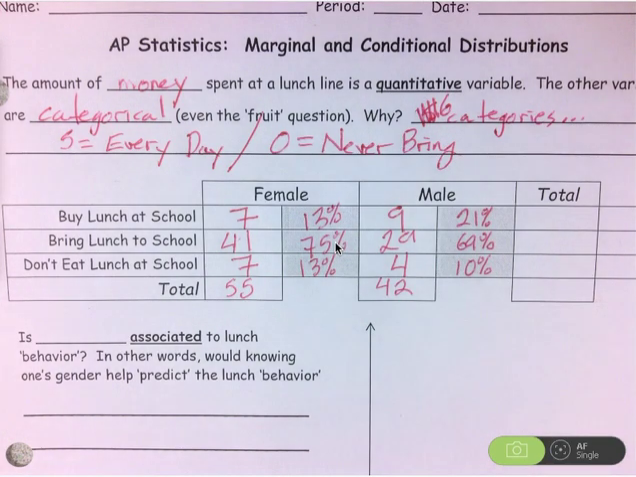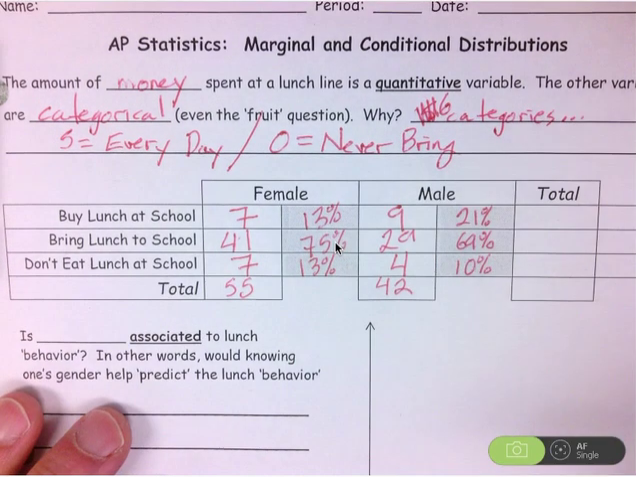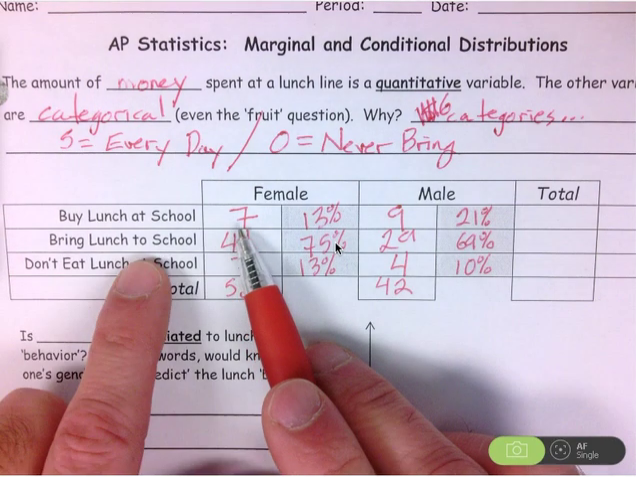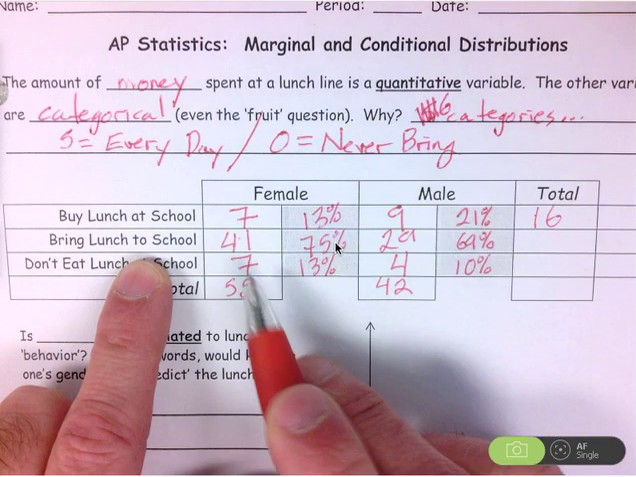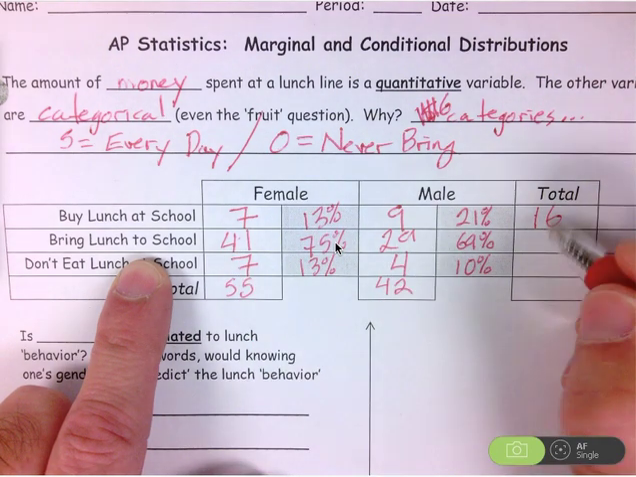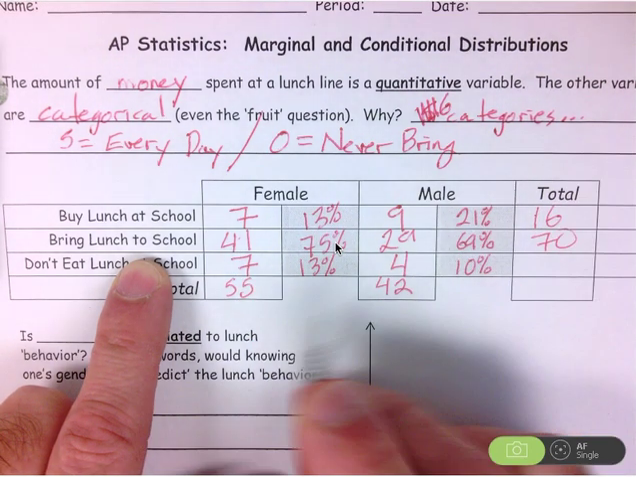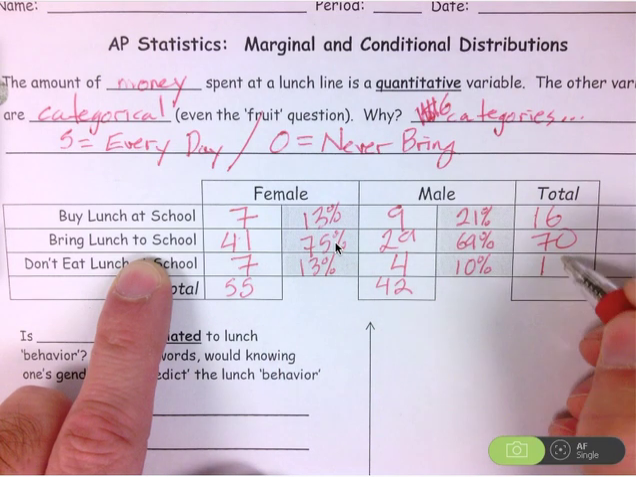Hi guys, let me take a few minutes and finish this example with you. So let's also total up the buyers. So 7 and 9 makes 16. 41 and 29, that makes 70. 7 and 4 adds to 11.